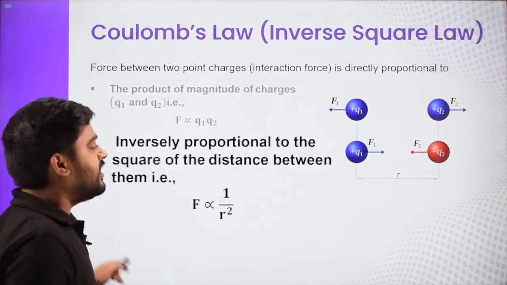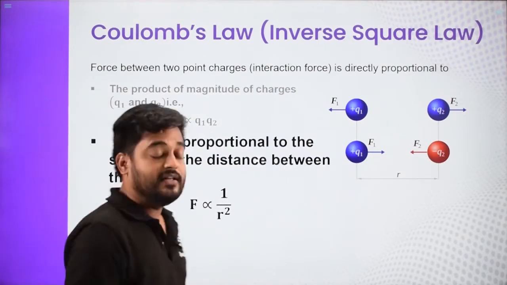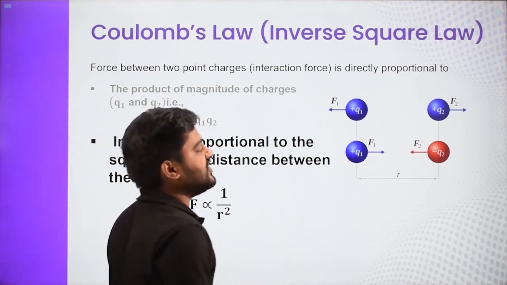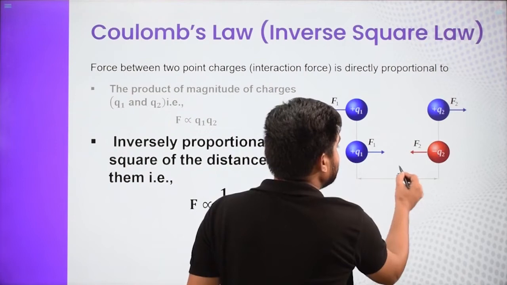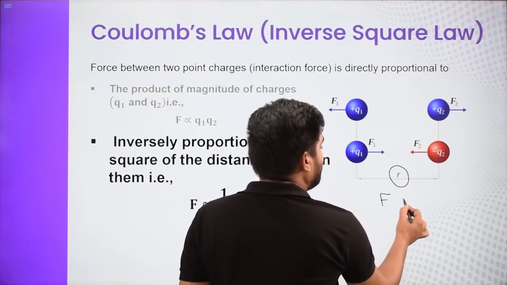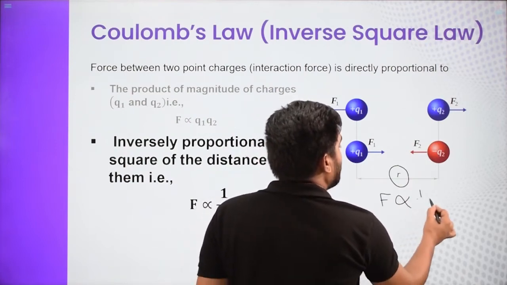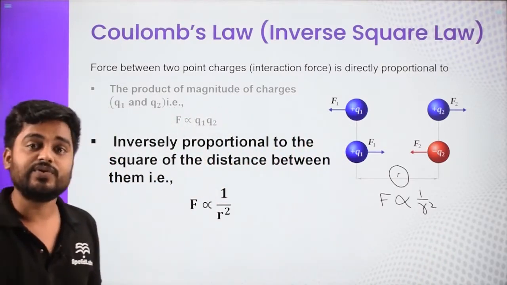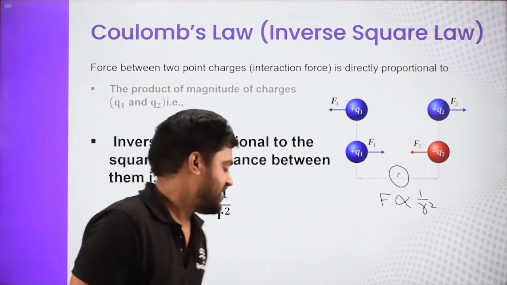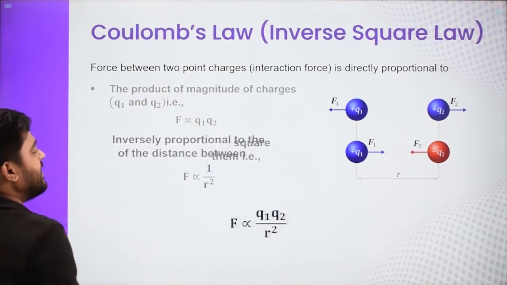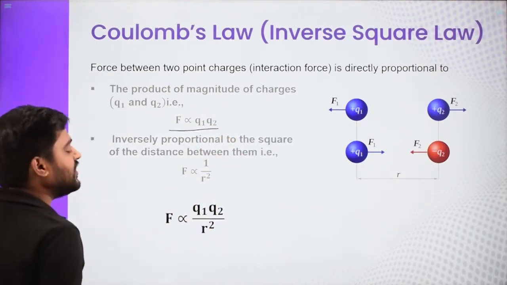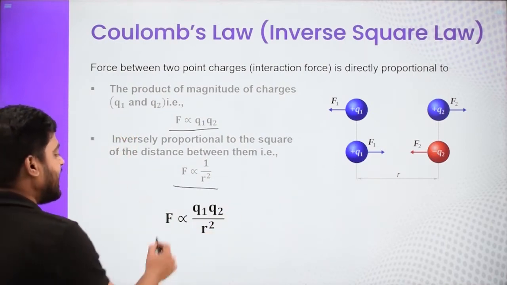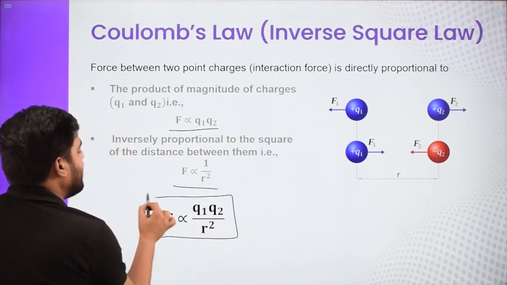If we talk about the distance, they are inversely proportional to the square of the separation distance. So what is the separation distance? It is R. So this force is also proportional to 1 by R square. We can say inversely proportional to the square of the separation. And when we combine these two, F is proportional to Q1 Q2, F is proportional to 1 by R square. We can say that F is proportional to Q1 Q2 by R square.